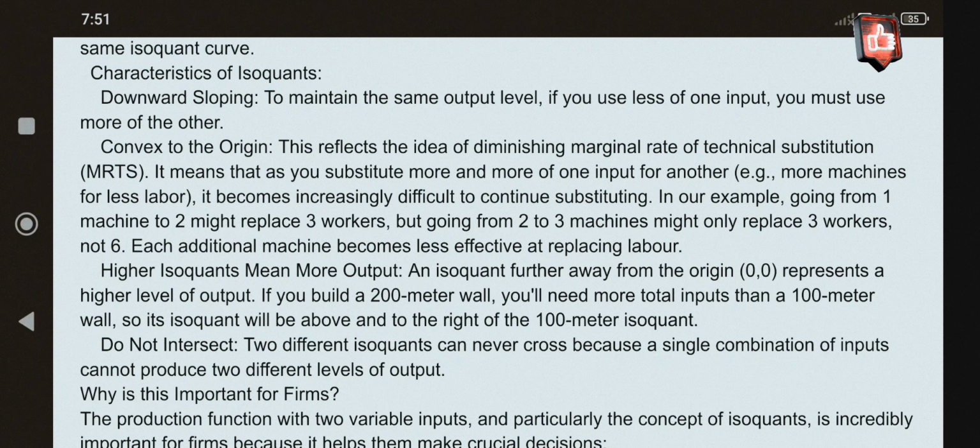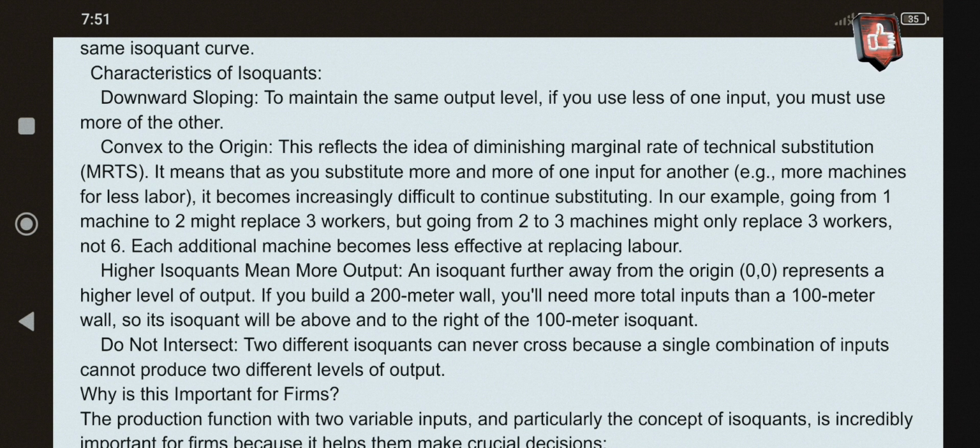Convex to the origin. This reflects the idea of diminishing marginal rate of technical substitution (MRTS). It means that as you substitute more and more of one input for another, e.g., more machines for less labor, it becomes increasingly difficult to continue substituting. In our example, going from 1 machine to 2 might replace 3 workers, but going from 2 to 3 machines might only replace 3 workers, not 6. Each additional machine becomes less effective at replacing labor.